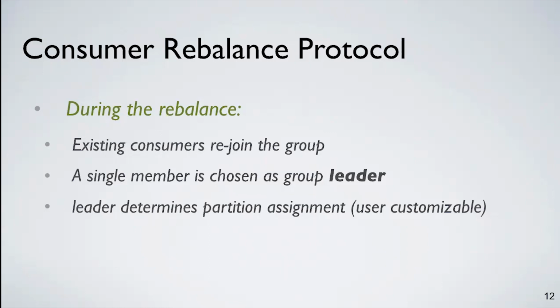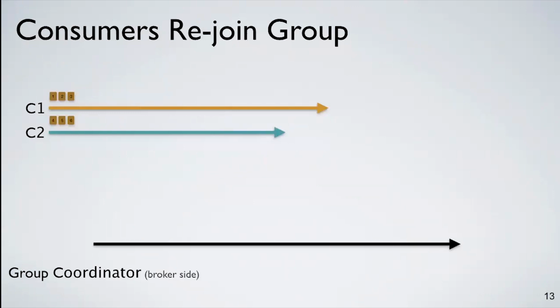After that, the group coordinator is used to propagate the determined assignment back to all the members of the group. So here is another example of the execution of the rebalance. Again, let's use a new member joining the group as a concrete example here.